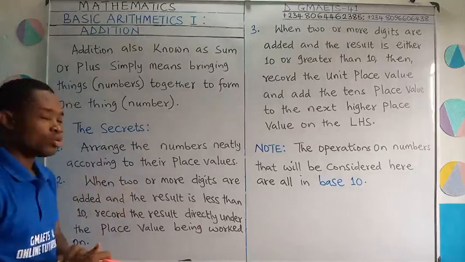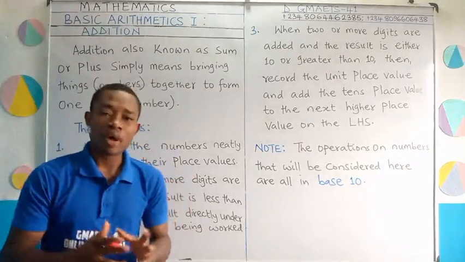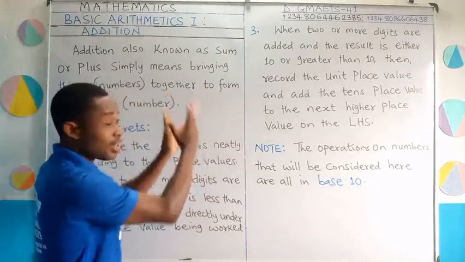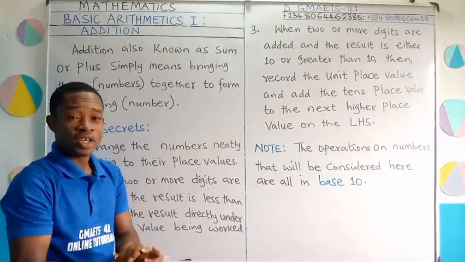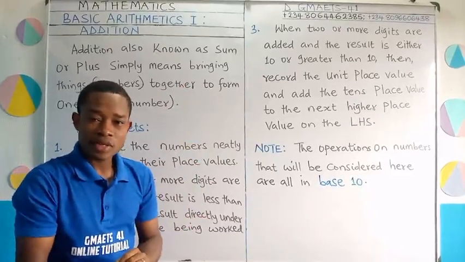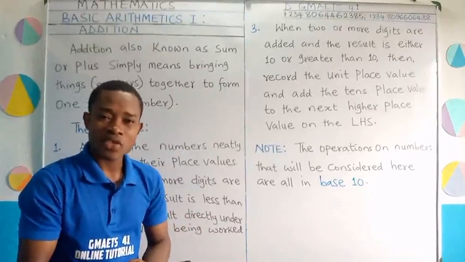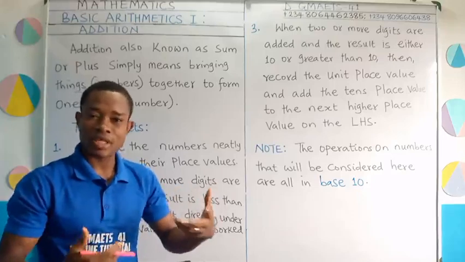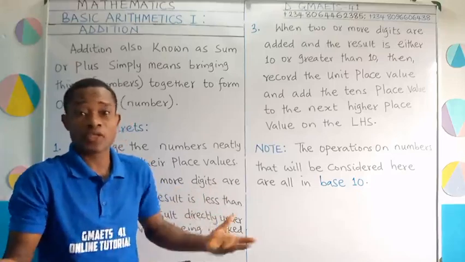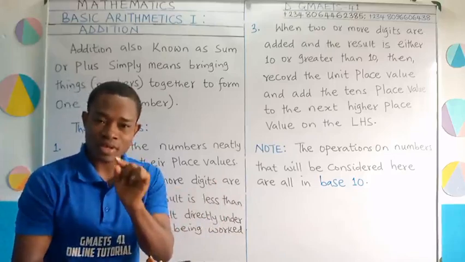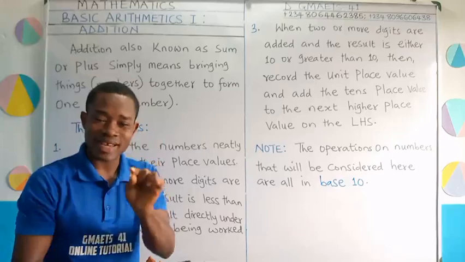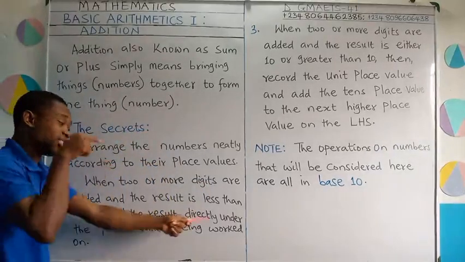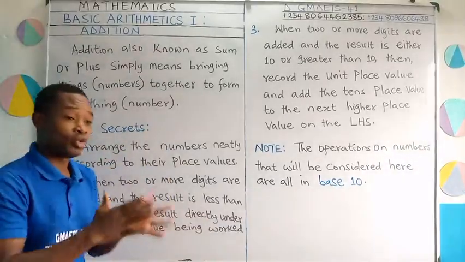Okay, then secret number 2. Whenever you add 2 or more digits under a place value, and the answer it gives you is less than 10, let us assume you got either 9 or 8 or 7, 6, 5, 4, 3, 2, 1 or 0. Because this answer you got is less than 10, you are expected to record that result directly under the place value you are working on.